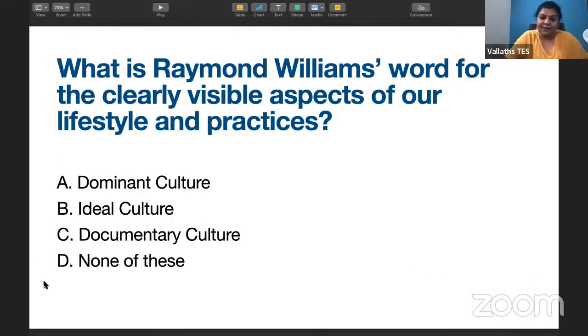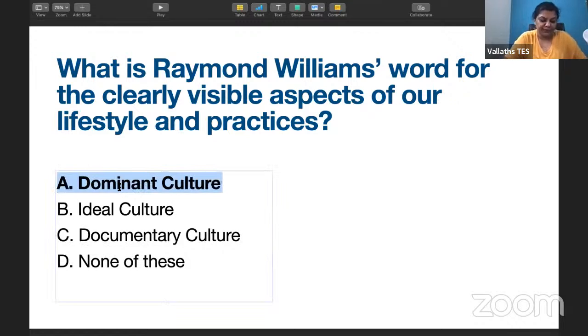Tell me, guys, what is Raymond Williams' word for the clearly visible aspects of our lifestyle and practices? Is it dominant culture, ideal culture, documentary culture? None of these? Which of these is it? Dominant culture. Clearly visible aspects, what we are doing now, what is visible in our culture, that is dominant culture.